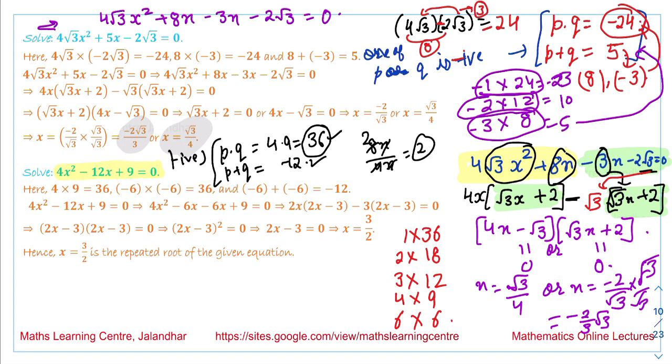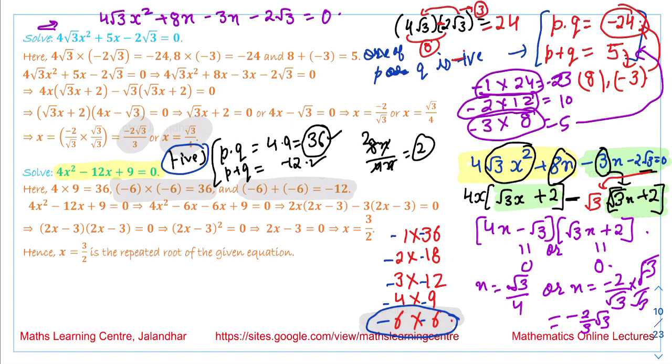Now the sum we want is minus 12. It means both these numbers are negative, and the sum of the two numbers should be 12. So these are the two numbers, minus 6 and minus 6, for which minus 6 plus minus 6 is minus 12 and minus 6 into minus 6 is 36. So this will fulfill our condition.